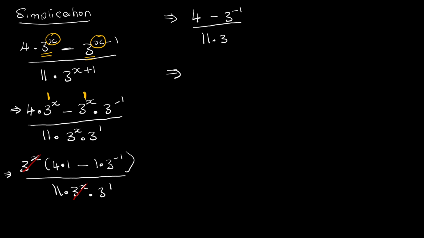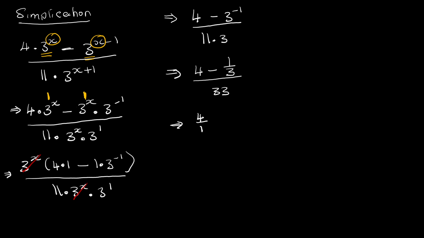We can write the 3 to the power minus 1 as a positive exponent. So this will be 4 minus 1 over 3. Everything is divided by 11 times 3, that's 33. So let's work the top part first, because the 4, remember that we can write it as 4 over 1. Guys, I'm trying to take this step by step, step by step.